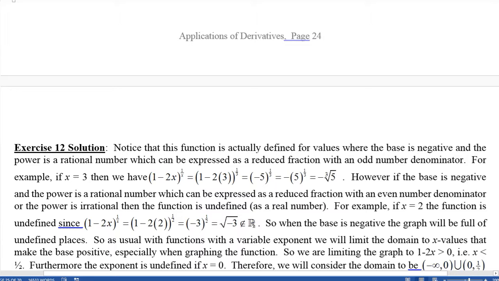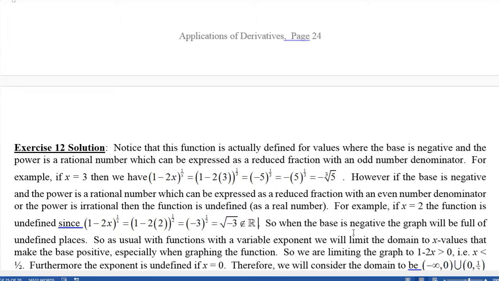So this happens all over the place, okay? When the base is negative, the graph is basically full of all these undefined places. It's basically just got holes everywhere. Well, not everywhere, but all over the place anyway. So, as we usually do with functions with a variable exponent, we're going to limit our attention and the domain to only x values that make the base positive, especially when it comes time to graph the function. So we're not going to even try to graph this thing or even come up with a table necessarily when the base is negative.